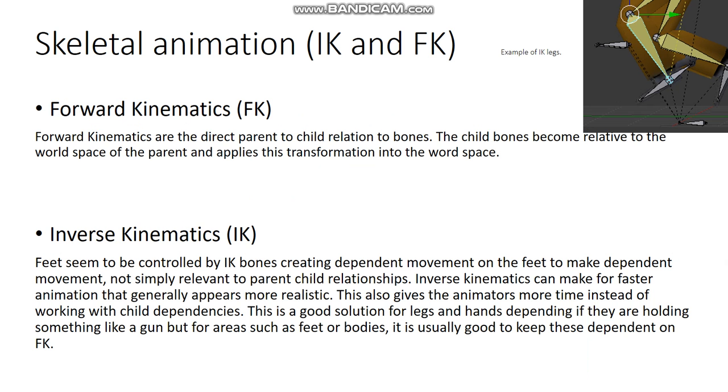So we have two different ways that we can do this. We have IK and FK. FK is pretty standard. Basically, we have parent-child relationships, and the child relationships change depending on the parent node. So if the parent node moves up by 10 in world space, then in local space for the child, it will move up by 10 as well, and then that transformation will be applied into world space as well.